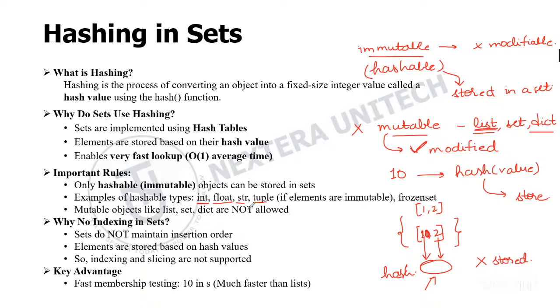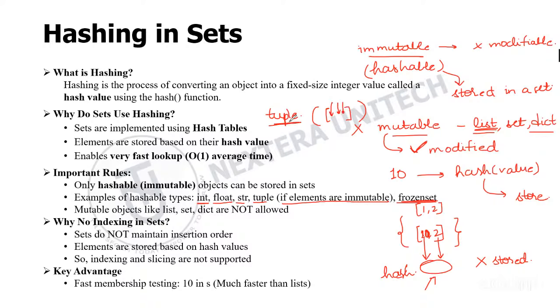They cannot be modified. That is why the hash value won't change. So that is why you can store only these, and you can also store frozen set because this is also immutable. So here, as I wrote, tuple if elements are immutable. Basically, tuple is immutable only. But if a tuple consists of mutable objects like list, you can change values inside of that list, right?